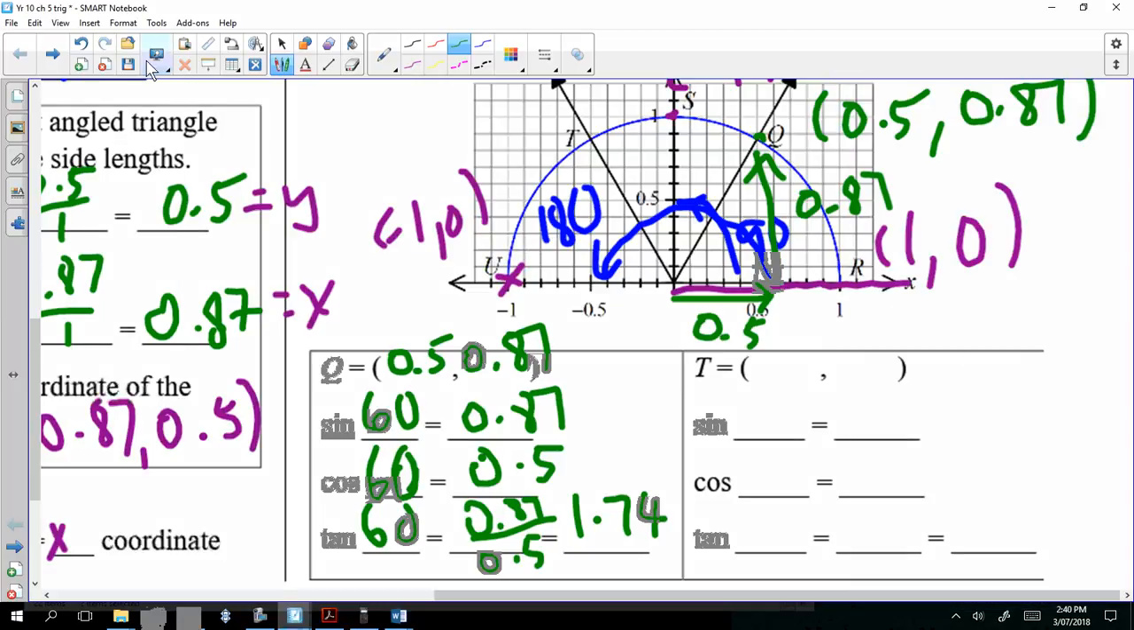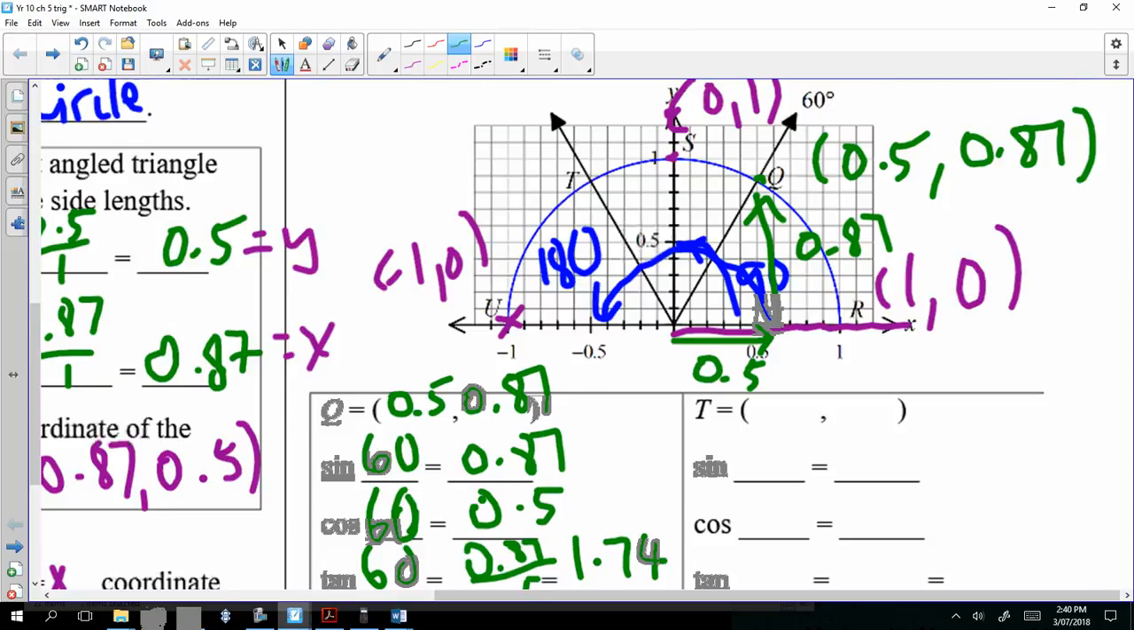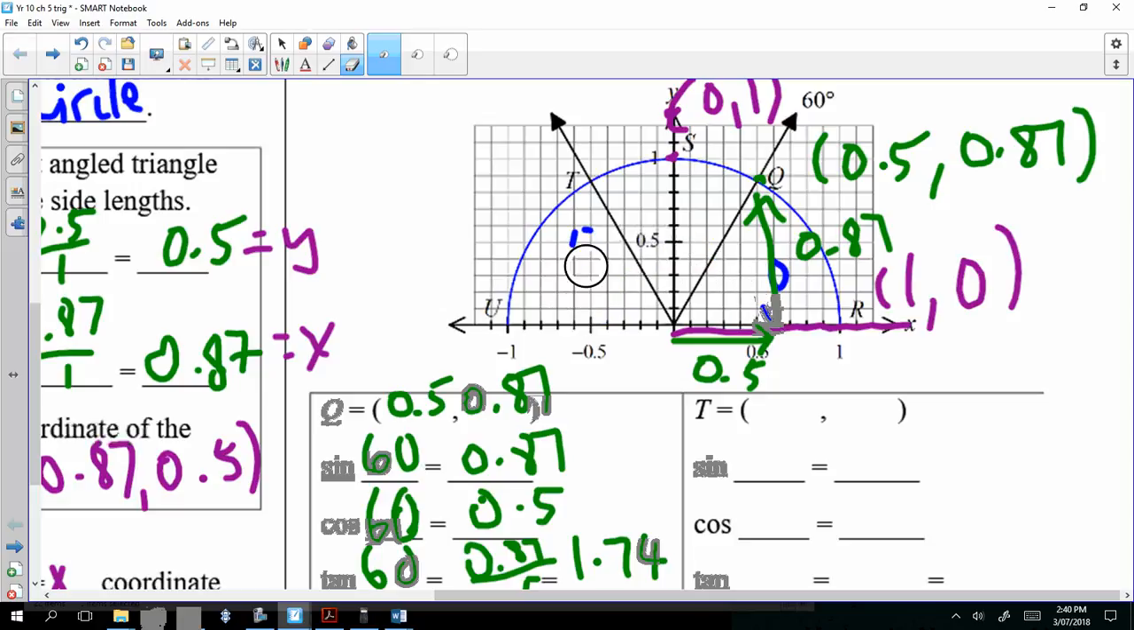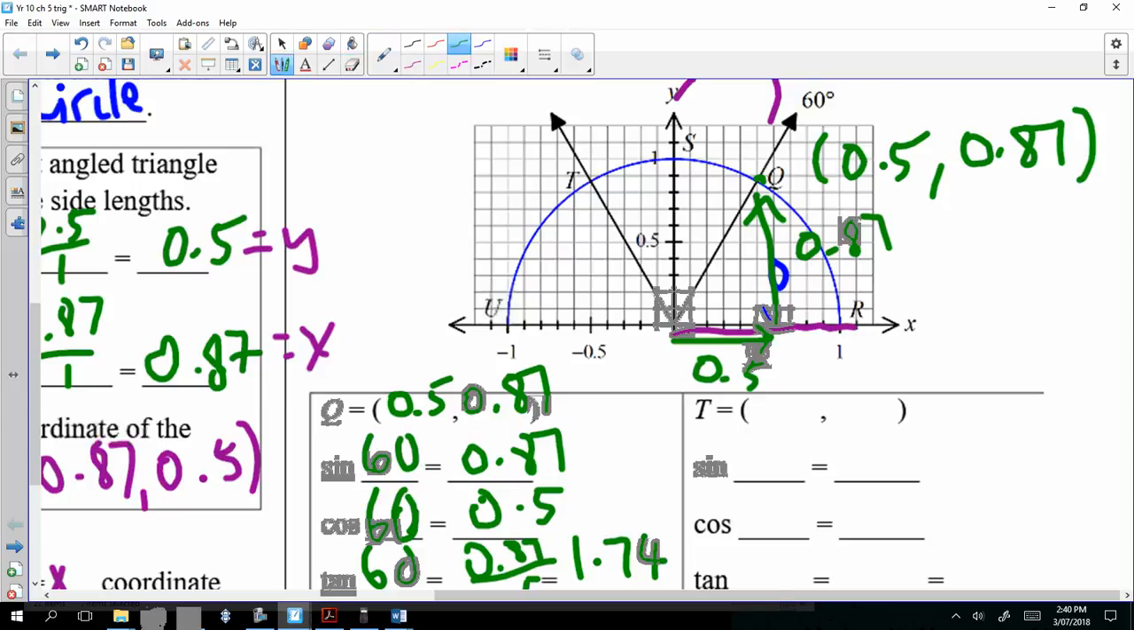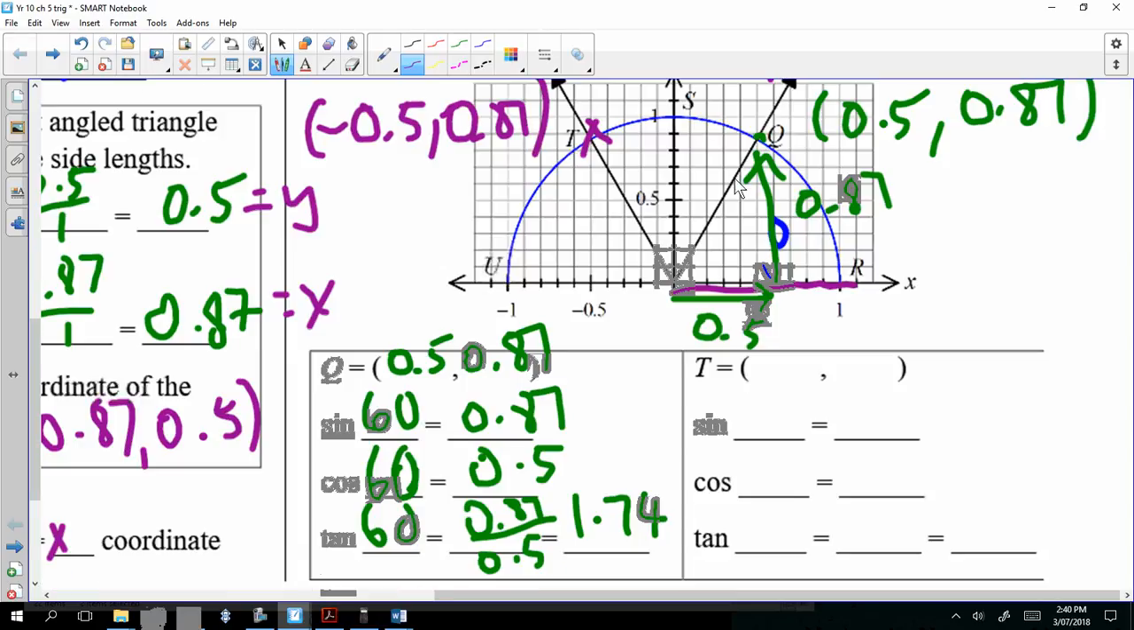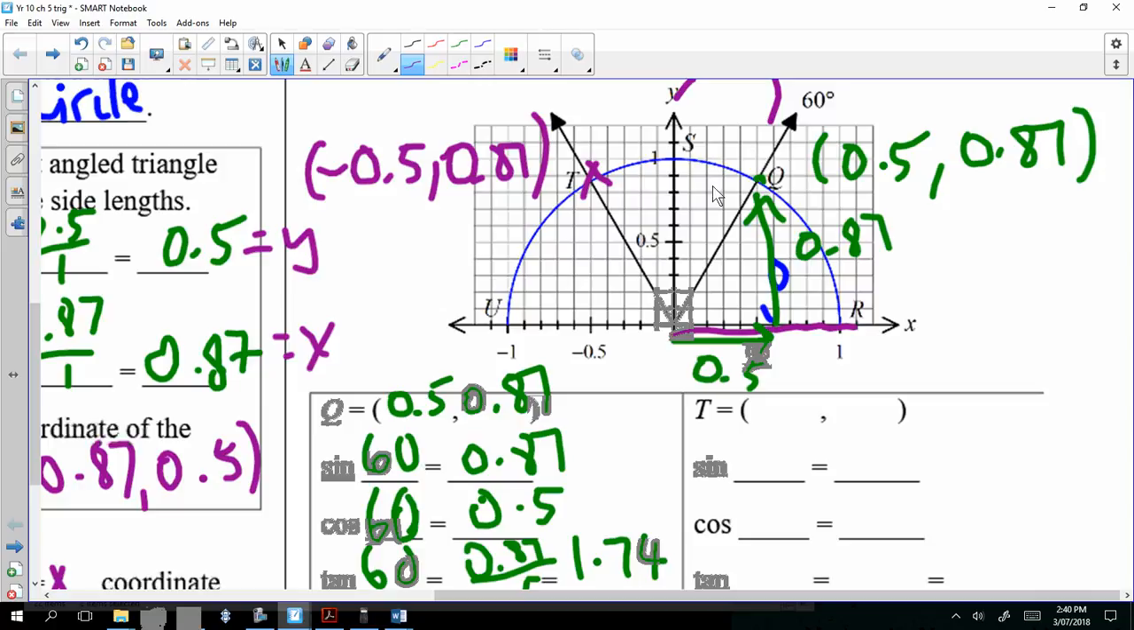Right, so the diagram gets a bit cluttered, so let's look at it more carefully. Let's get rid of unnecessary things. Now, can you see the T is actually symmetrical? So if you look at T, it's going to be negative 0.5, 0.87, right? It's a reflection of Q about the y-axis. So therefore, you can write the coordinate T, negative 0.5, 0.87.